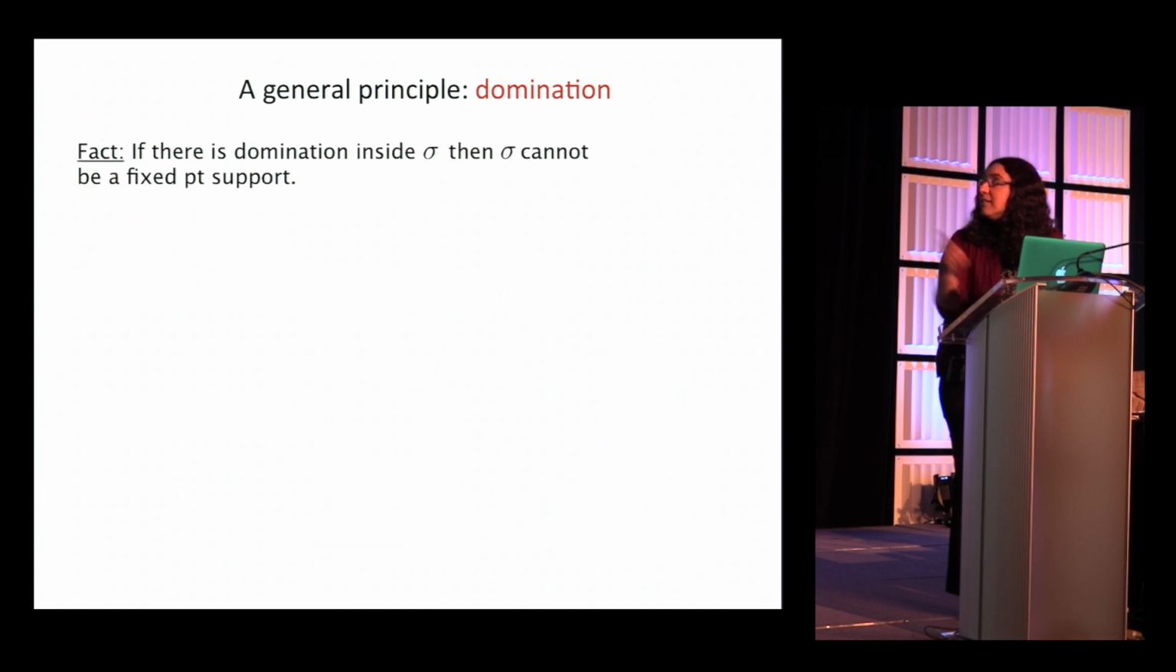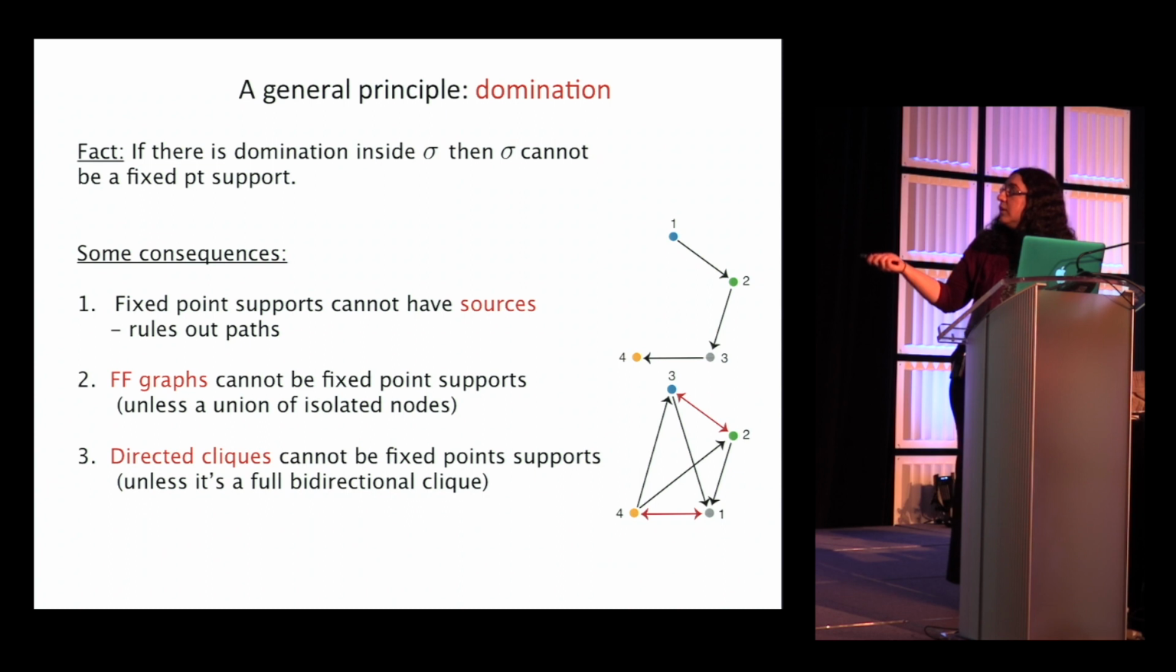Okay, so this follows from the theorem that if there is domination inside sigma, then sigma cannot be a fixed point support. And some consequences I've already told you. This thing about sources, right? If I have a proper source in a subnetwork, something that only has edges out and none in, there can never be a fixed point supported on such a subgraph. So you'd have to take the source away and look at what's remaining. So feed-forward graphs, similarly, will always have some kind of domination in them because of the feed-forward structure. So again, this shouldn't surprise us if we intuitively take the graph seriously, but it's not clear that we can take the graph seriously, right?